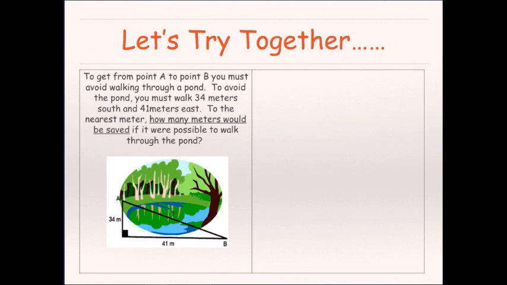It says to get from point A to point B, you must avoid walking through a pond. To avoid the pond, you must walk 34 meters south and then 41 meters east. To the nearest meter, how many meters would be saved if it were possible to walk through the pond? So I need to highlight to the nearest meter. How many meters would be saved if it was possible to walk through the pond? So step 1, highlight the question. So I did step 1.